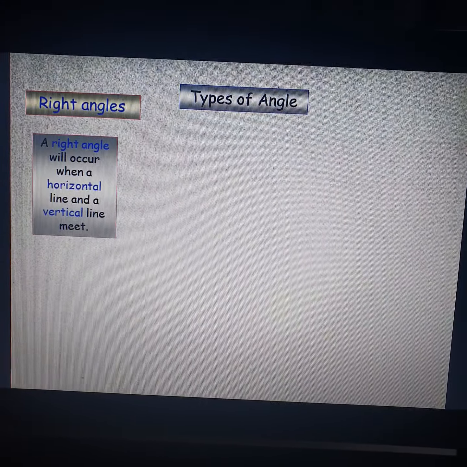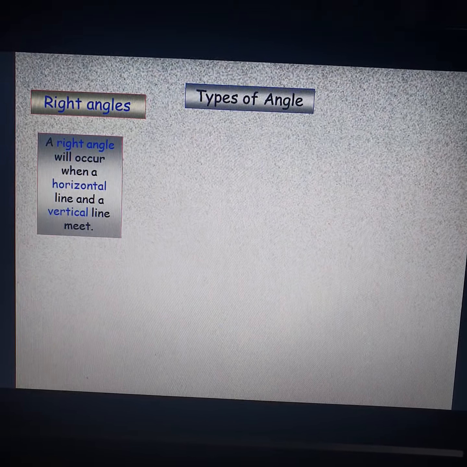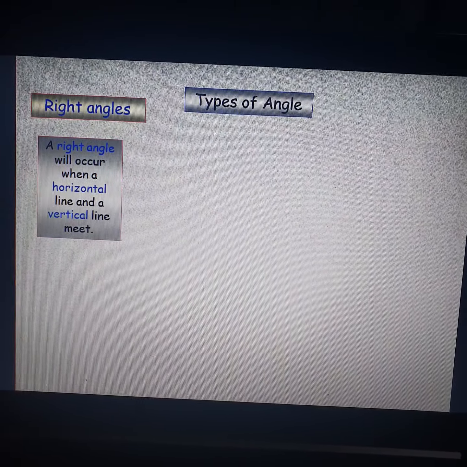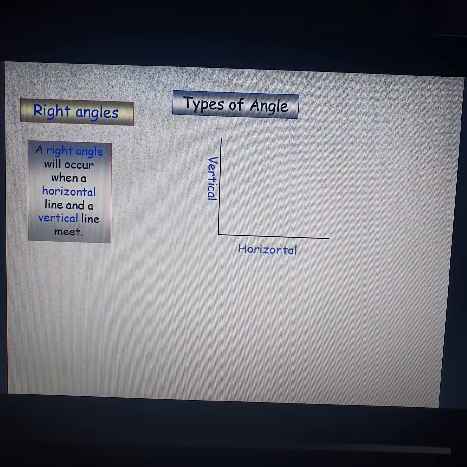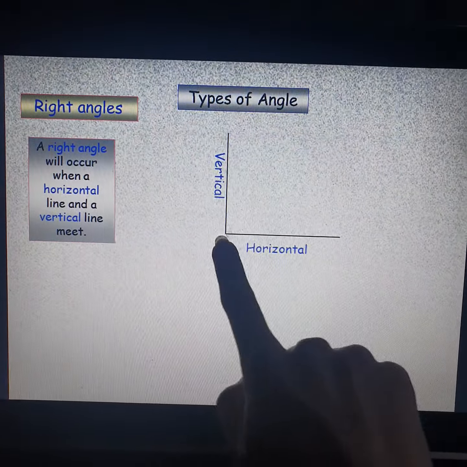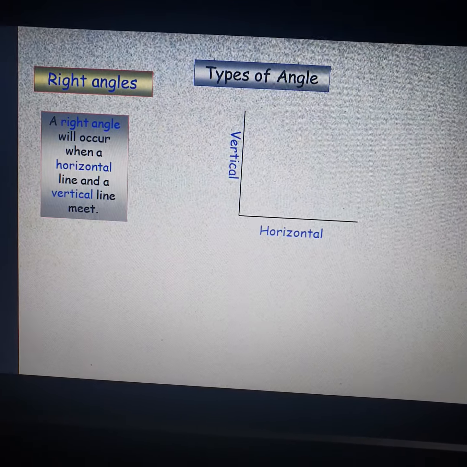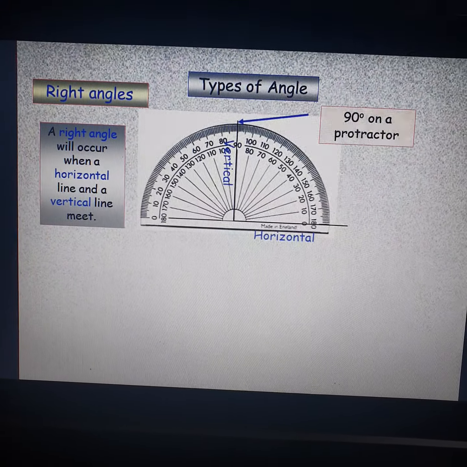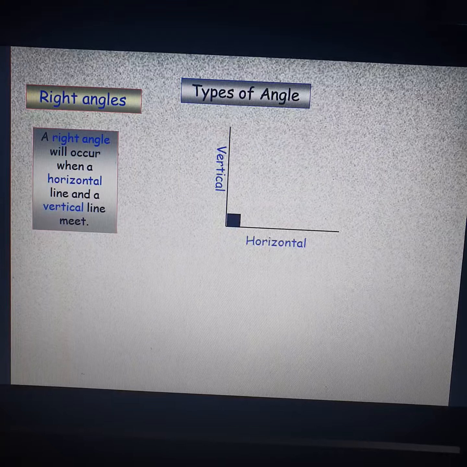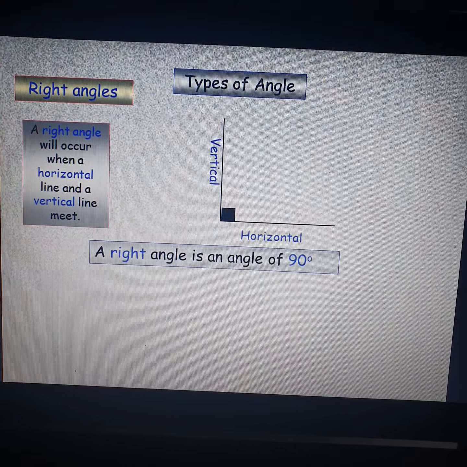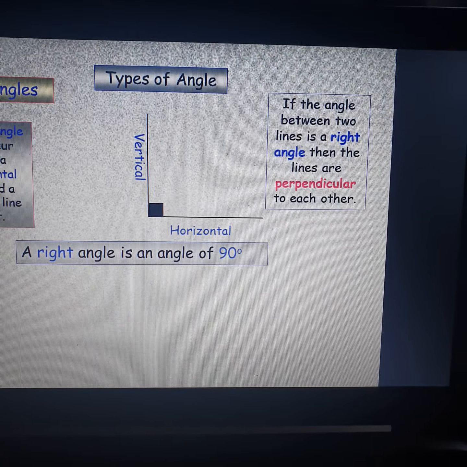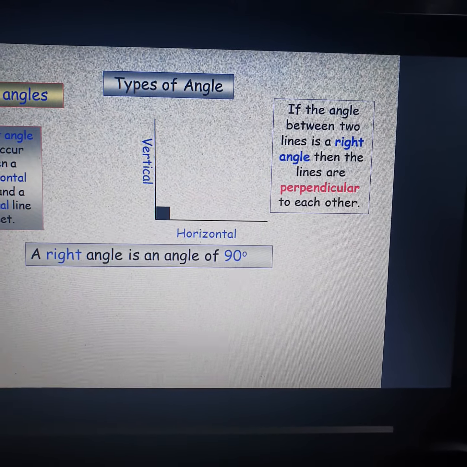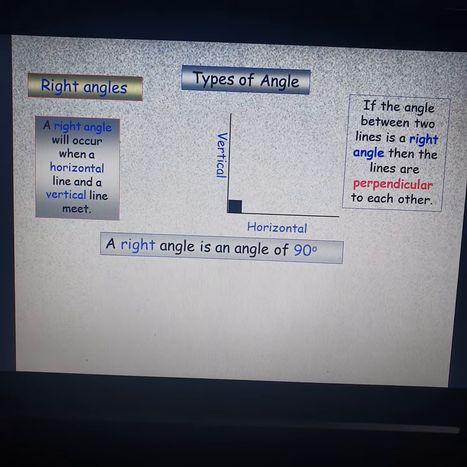Right angles then, right? So we've come across this already. A right angle will occur when a horizontal line and a vertical line meet. So here we have a horizontal and a vertical line, and it's like they're perpendicular to each other, which we'll come across later on. And they make a 90-degree angle. So a right angle is an angle of 90 degrees. If the angle between two lines is a right angle, then the lines are perpendicular to each other. So those 2 points are good to take down.